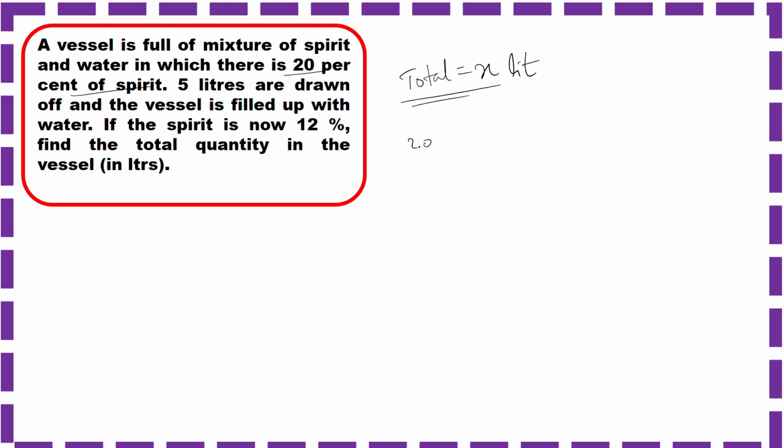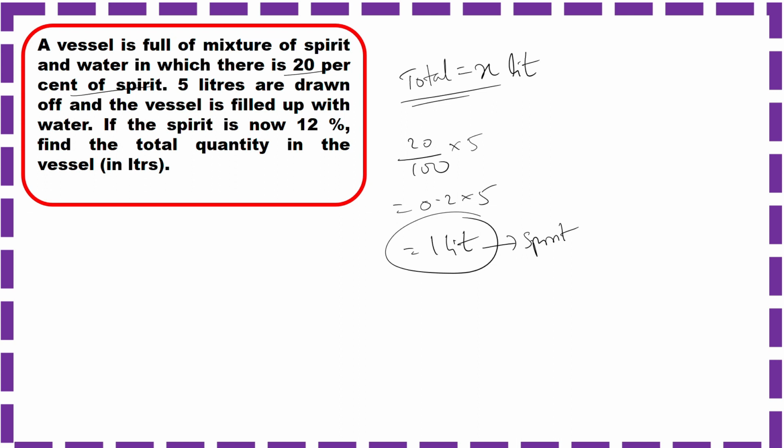So 20 by 100. When 5 liters are drawn off, what is the quantity of spirit removed? 20% of 5 liters is 0.2 into 5, that is 1 liter. So when 5 liters are drawn out, 1 liter is the quantity of spirit. What about the remaining 4 liters? The remaining 4 liters is the quantity of water. So 4 plus 1 is 5.